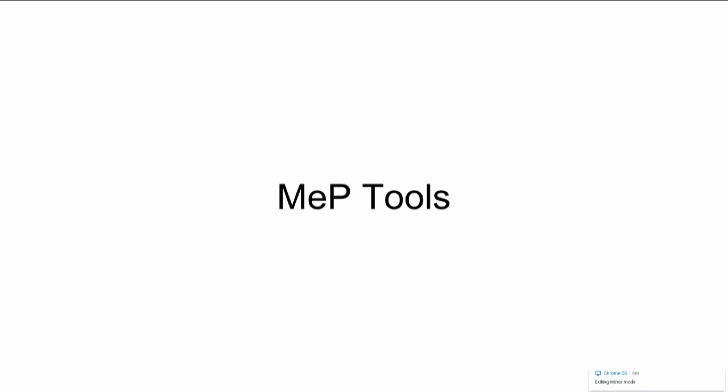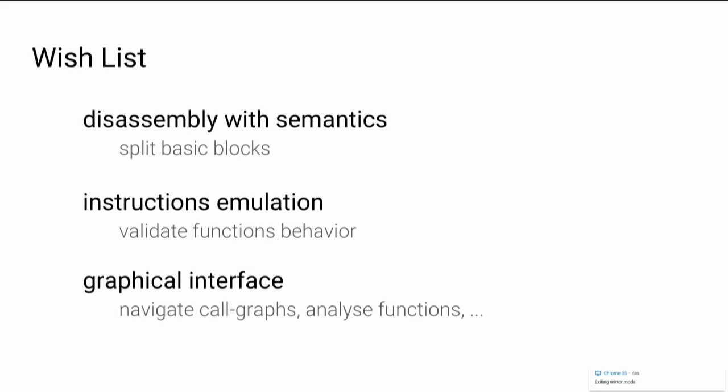So let's have a look at map tools and what tools we need. Here's my wish list. First, I need a tool that will know instruction semantics. For example, that will be useful to know where the jumps, the calls, and the branches are going. And the main goal is to split blocks.